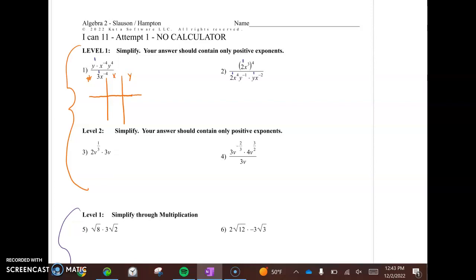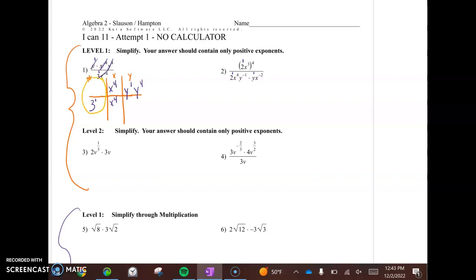Starting with, I go left to right, so my first y to the first will go here. Got that one done. X to the negative 4, because it's negative, will move to the bottom. This y to the 4th will go here, so I'm just going through. My 3 to the 1st will go here. Oh, yep, down on the bottom. And my x to the negative 4, because it's negative, will move to the top. And then instead of having one big messy problem, I have 3 smaller problems.